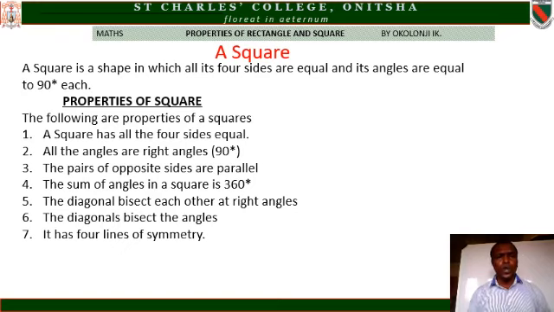1. A square has all the 4 sides equal. 2. All the angles are right angles, that is 90 degrees. 3. The pairs of opposite sides are parallel. 4. The sum of angles in a square is 360 degrees. 5. The diagonals bisect each other at right angles. 6. The diagonals bisect the angles. 7. It has 4 lines of symmetry.